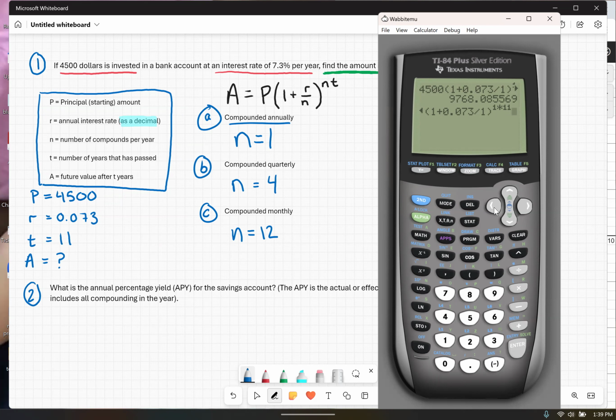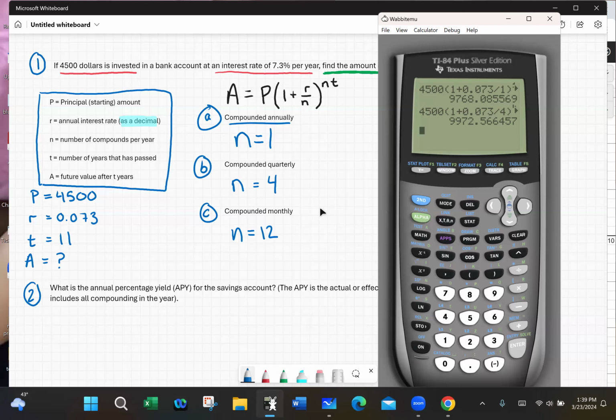And now I could use these arrow keys to go back and change the 1, which was compounded annually. Now I could change that to a 4. And let me go back over, change that one to a 4. And we get a slightly different, slightly larger number, larger because interest is compounded more often, 4 times in a year instead of once.